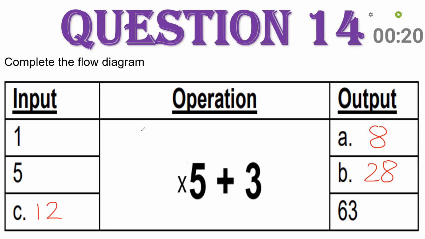12 times 5 plus 3. 12 times 5 is equal to 60. 60 plus 3 equals 63. So our input is 12. Our answer is 12. But how are we getting it? One more time, let's explain.